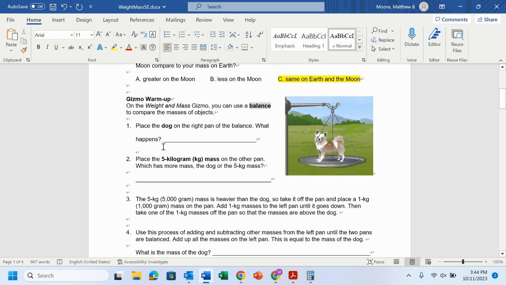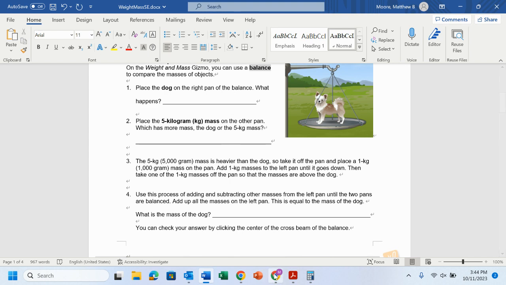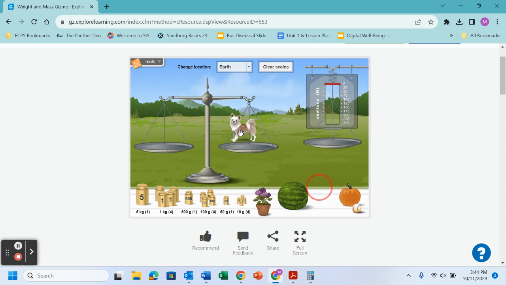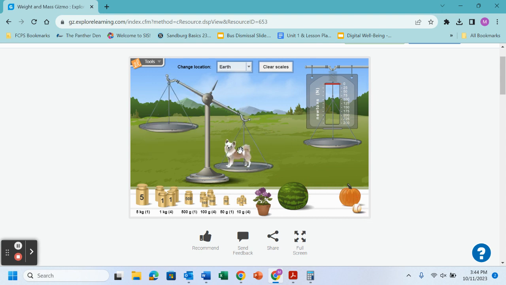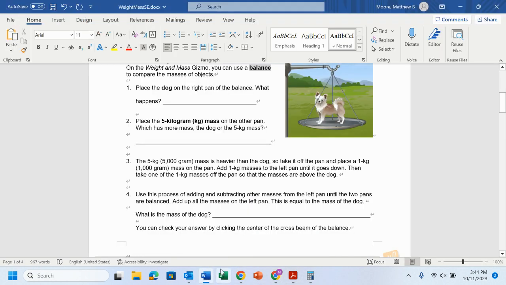On the weight and mass gizmo, you can use a balance to compare the masses of objects. A balance is like a scale that lets you, like it says, balance weight between two objects. Place the dog on the right pan of the balance. What happens? The dog causes the balance to go down. So you would say, balance goes down.